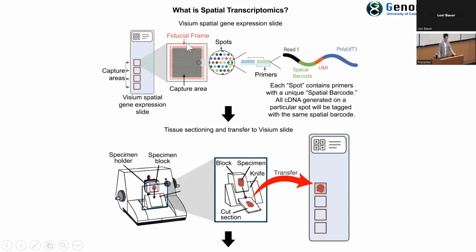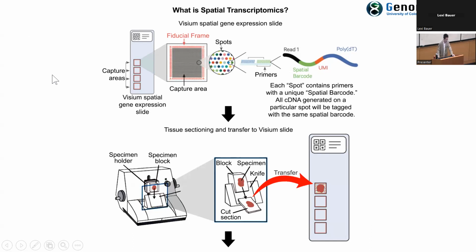And if you zoom into a capture area, you have these spots. Okay, and if you zoom into a spot, what you're going to find are these oligos. And on these oligos, you're going to have the poly-DT, and this time, not a cell-specific barcode, but a spatial barcode, right? So what it tells us is that this green spot over here is going to have a green barcode associated with it, and this blue spot over here has a blue barcode, and this red spot over here has a red barcode, et cetera, et cetera. And so that's the Visium slide, right?